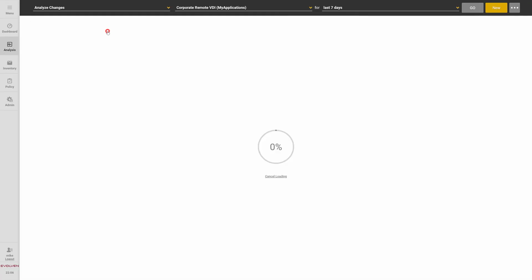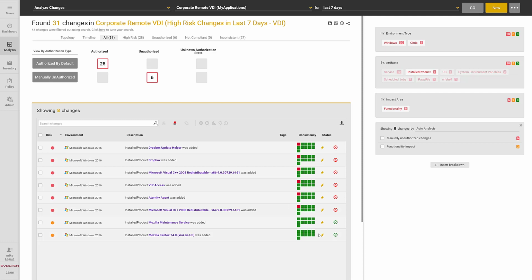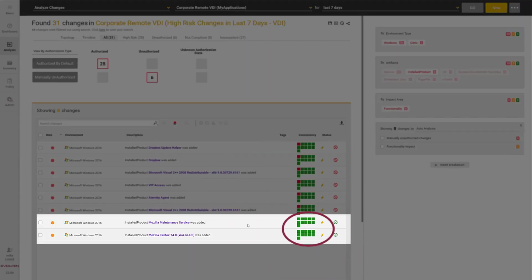Now, what's interesting is I do want to take a look at two other installed products that actually did get changed. In this case, it is not showing up as high risk because, one, we can see the consistency pattern is equal. That means all the VDIs got updated with the Firefox. And also we had a change record. That's what the green little checkbox is.